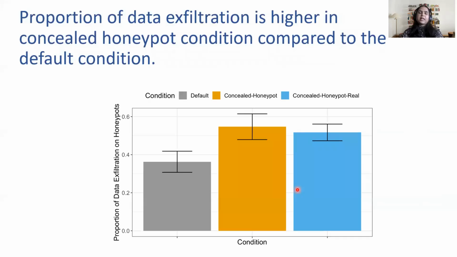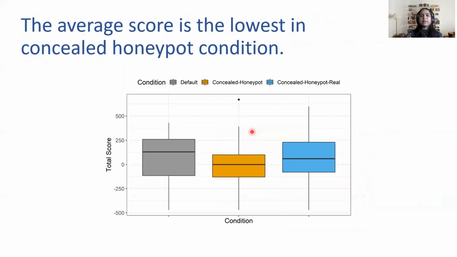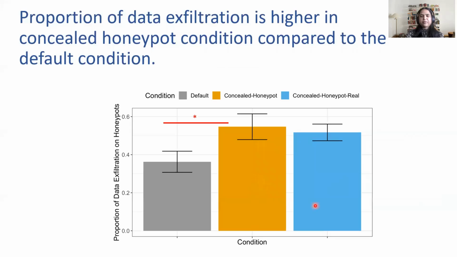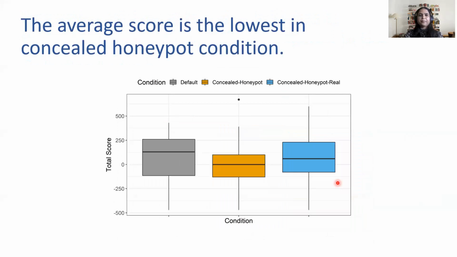Then we also looked at the second phase, which is the fetching of the file, the data exfiltration phase, and we again observe that the default condition has a low data exfiltration rate on honeypots compared to the other two conditions. So the concealed honeypot was significantly higher compared to the default, but there was no difference between the concealed honeypot and concealed honeypot real conditions.